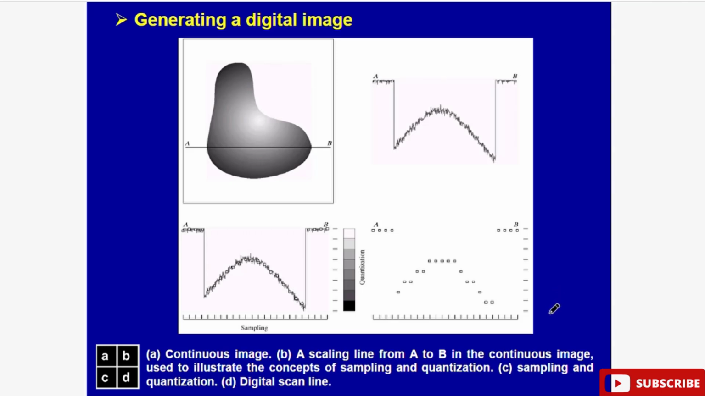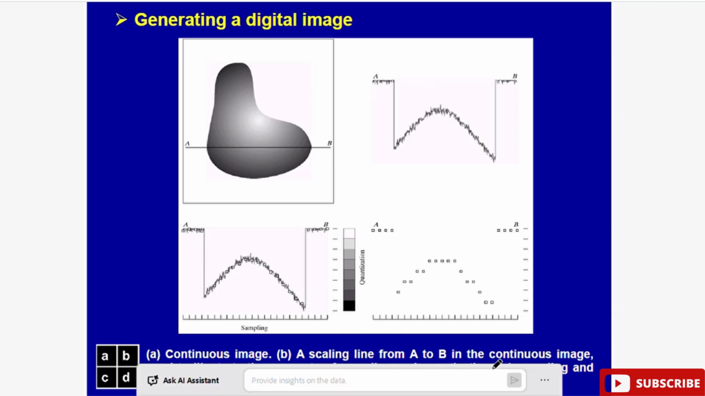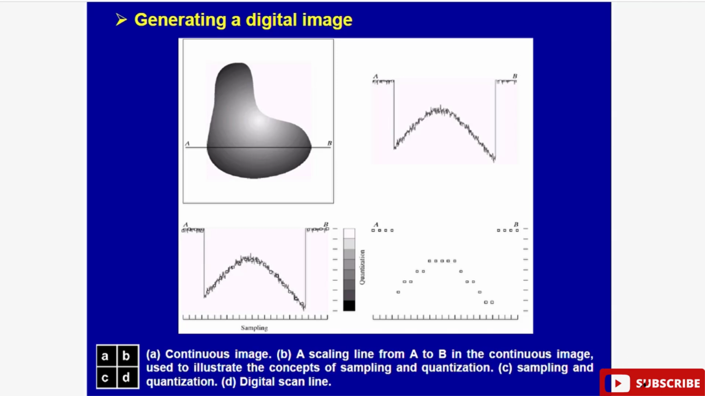Now we'll explain that process by taking this image as an example. This is the first image, the analog image. Consider a line AB. This is a scan line from A to B in the continuous image, used to illustrate the concept of sampling and quantization. See how we are getting this profile from this image. We considered a line A to B, and now you start from A.